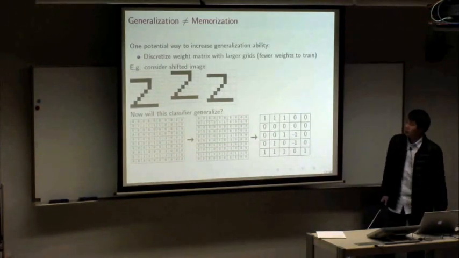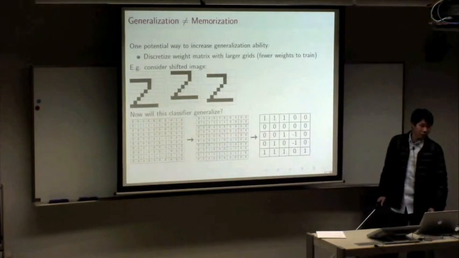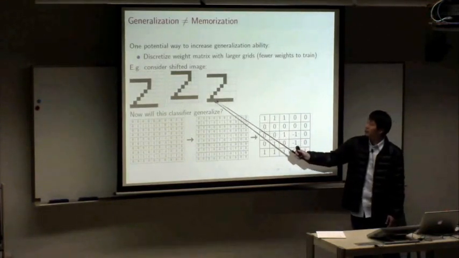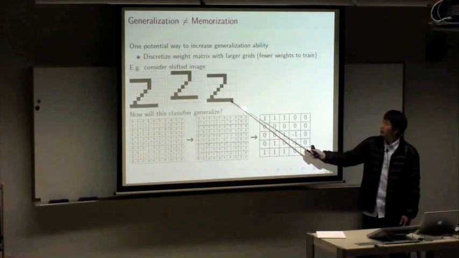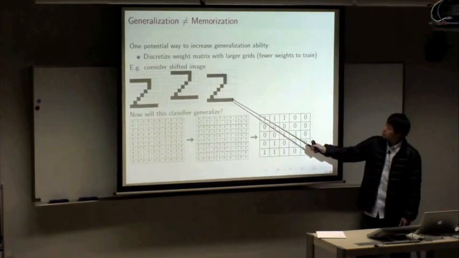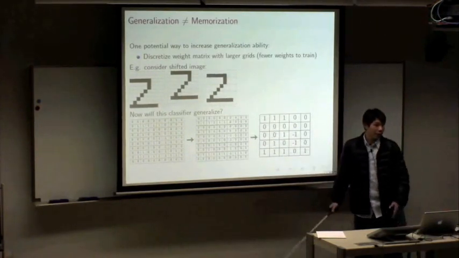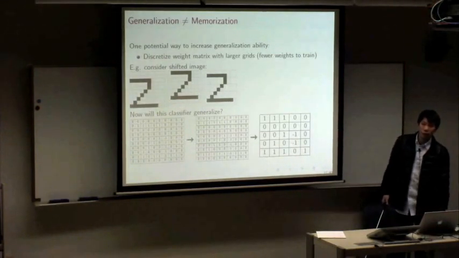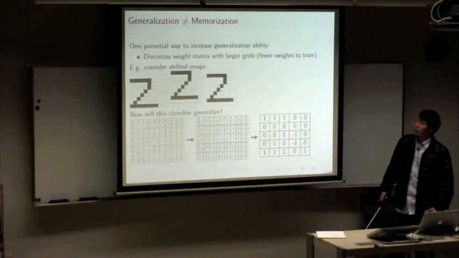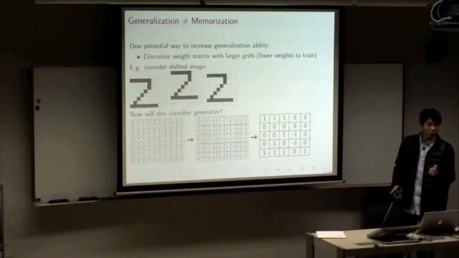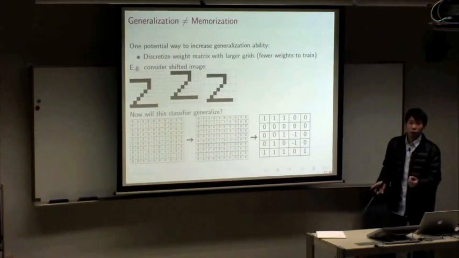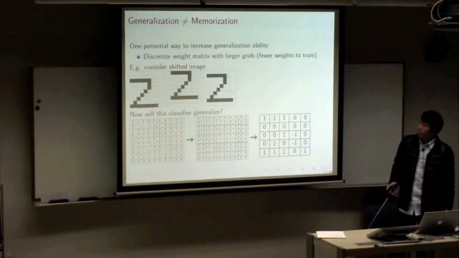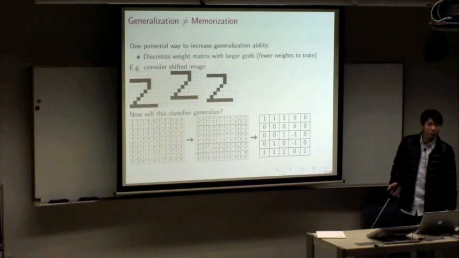You can think of this as some kind of Parzen window estimator or kernel estimator, where rather than just updating on the examples you've seen, you have a smoothing effect. This is one way to make your classifier generalize better: to have fewer parameters so that, given a single example, you can also capture things that are not in that example. Is that clear?